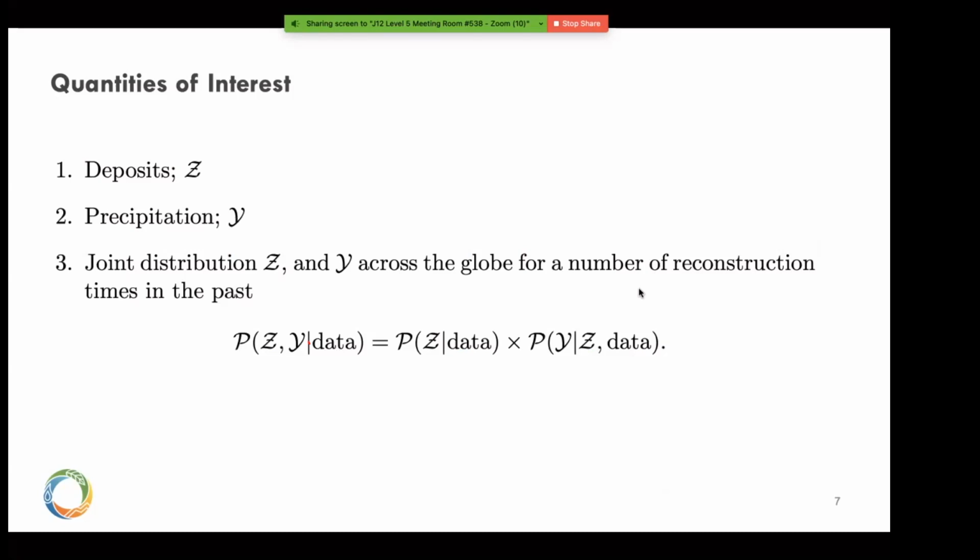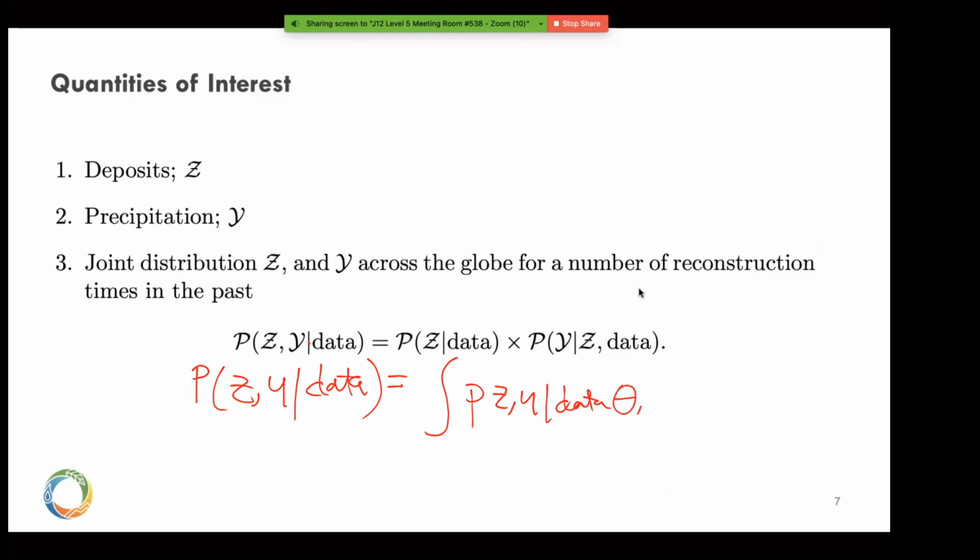So if I can just get a pen, what we really want is this P of Z and Y given the data. This is a slide I thought I actually had.